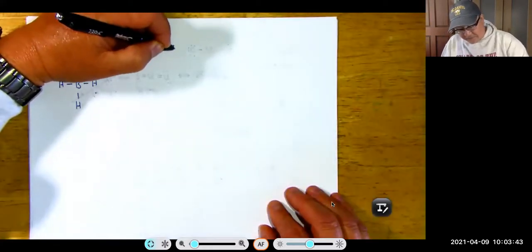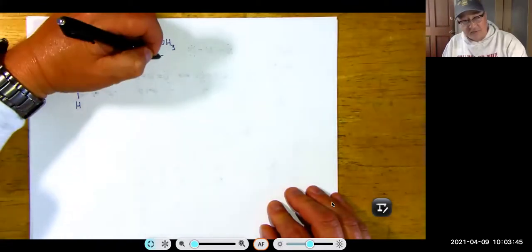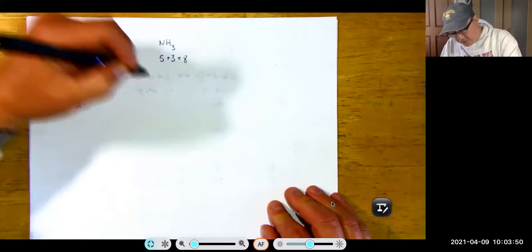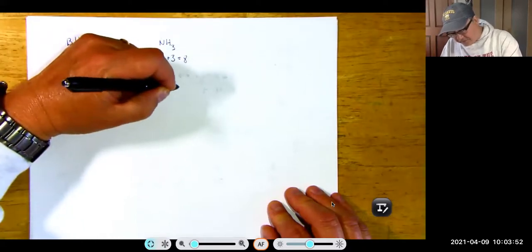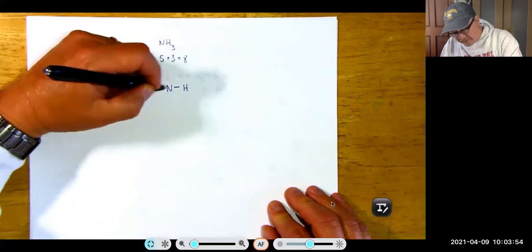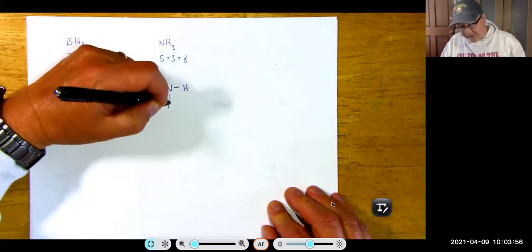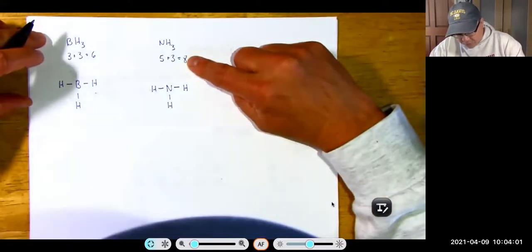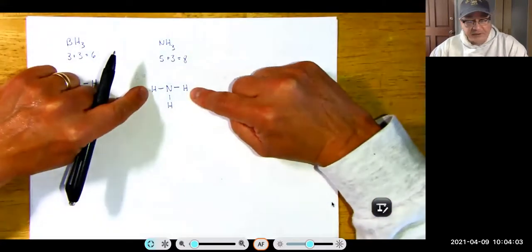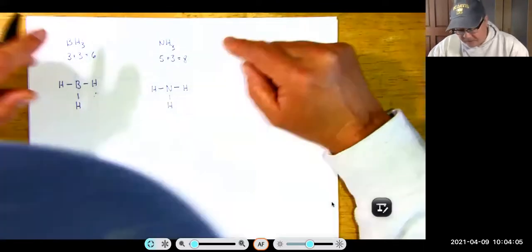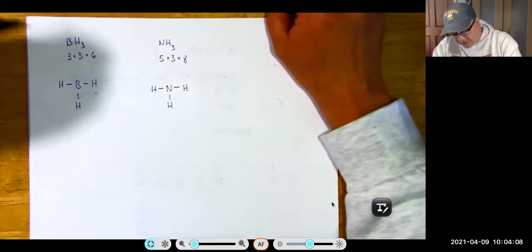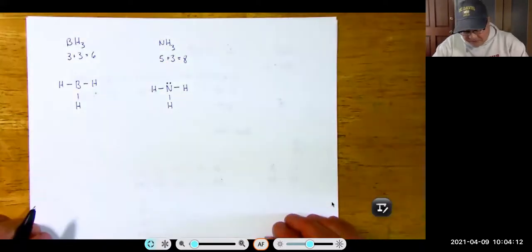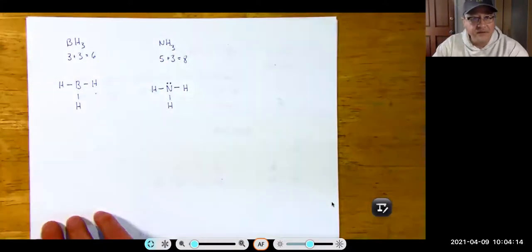For NH3, however, we've got 5 electrons for nitrogen and 3 for the hydrogens for 8 total. We'll put nitrogen in the middle. And this is how we start NH3. And we've only used 6 electrons, but we need to use 8. We don't put octets on hydrogen. They only get the single bond. So what do we do with the extra 2 electrons? You put them on the nitrogen. And there's your 2 Lewis structures of BH3 and NH3.